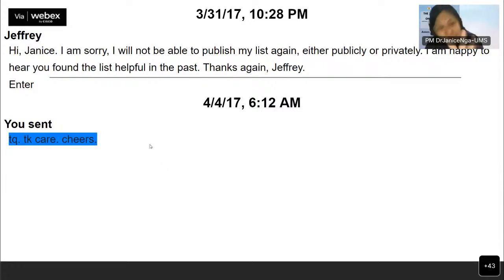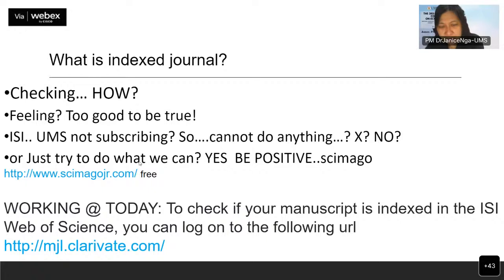But not to worry, after this incident that Jeffrey needed to withdraw, there are some other vetting lists that came up, coming to the surface. So what is in that journal and how do we check? Now, if you have the feeling that it's too good to be true, you pay money, that's it, go. Straight, green light. No corrections, nothing. Then you have to be clever to think, is it that good?